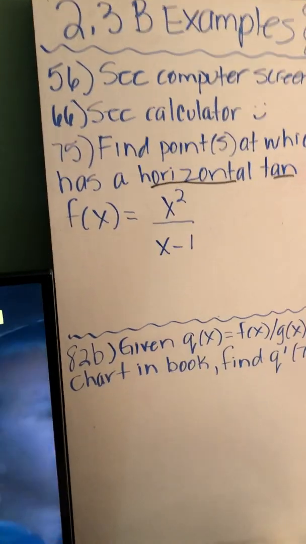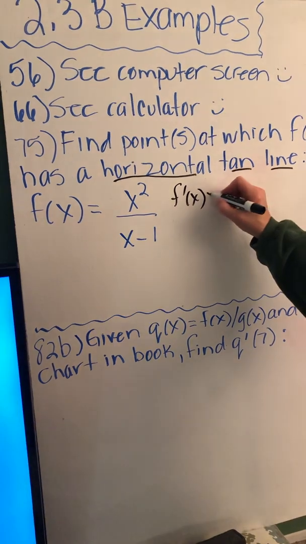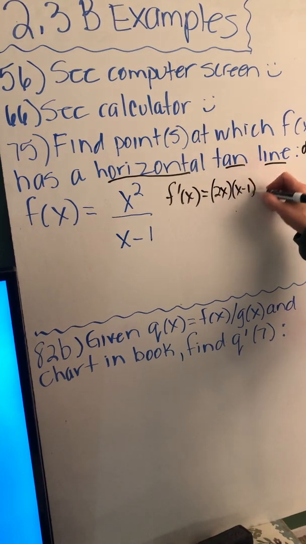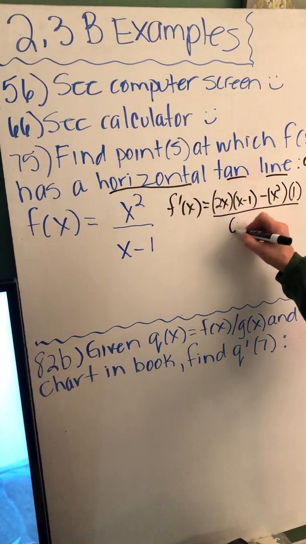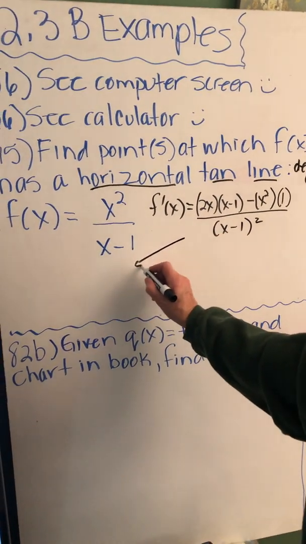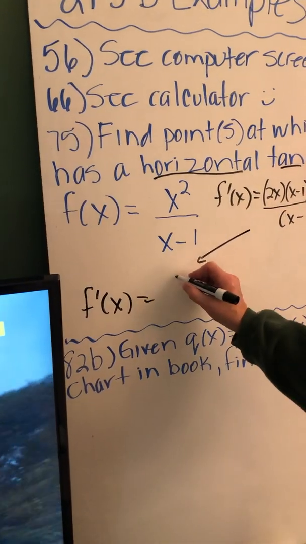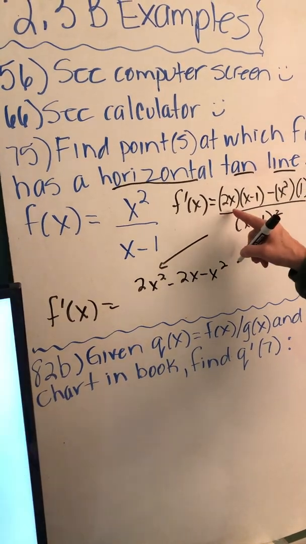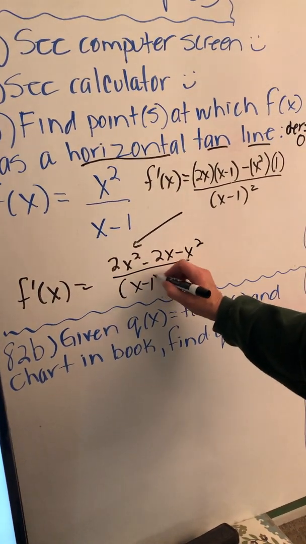Let's go ahead and take the derivative of this function. I'm going to talk my way through the quotient rule, f and g. The derivative of f times g minus, I'm going to keep my f and multiply it by the derivative of g, all over g squared. Let's clean this numerator up a little bit. In the numerator, just distributing, we have 2x squared minus 2x minus x squared, over x minus 1 squared.